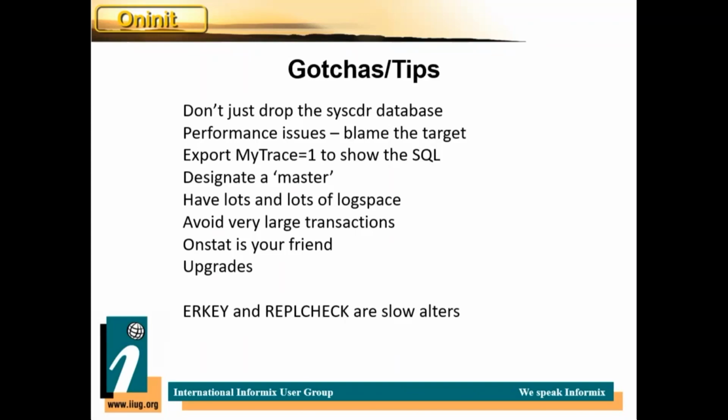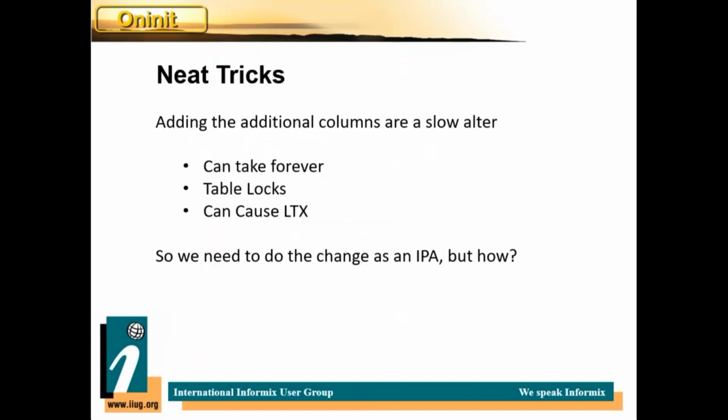So what we're going to do now is briefly, before we call it a day, look at a couple of neat tricks. Adding these columns, like I said, is a slow alter. They can take forever. You will get table level locking, so you need an exclusive lock on the table. You can get LTXs. Now, you want to try adding REPL check to a 5 billion row table that is a very wide table already. It will take forever, and I would argue you will not get that to complete, because you will not get the outage, you won't have the space, etc.